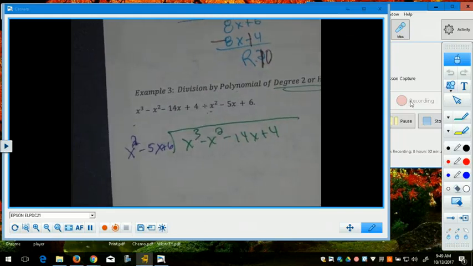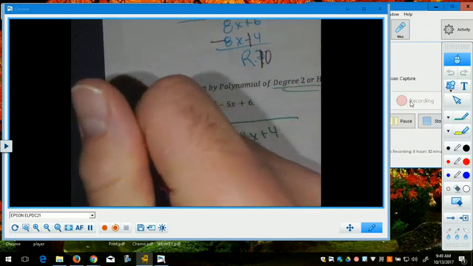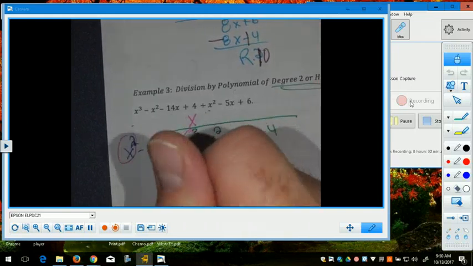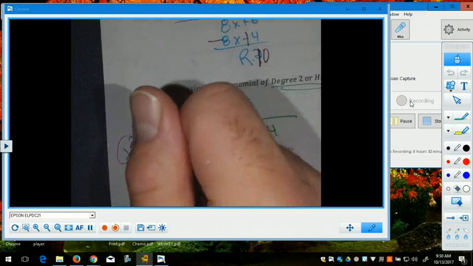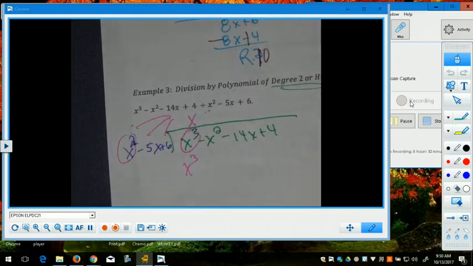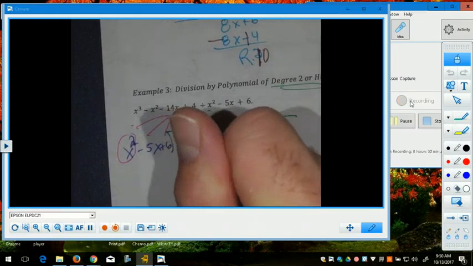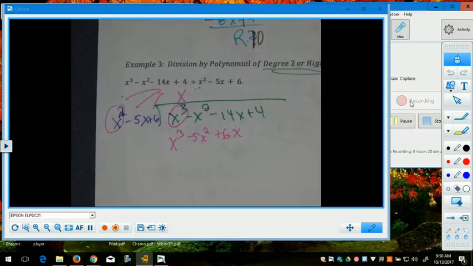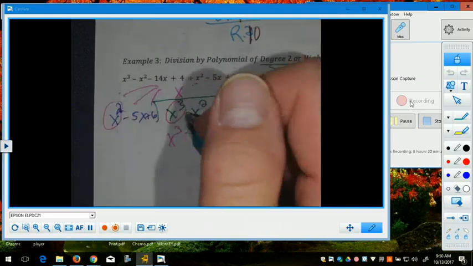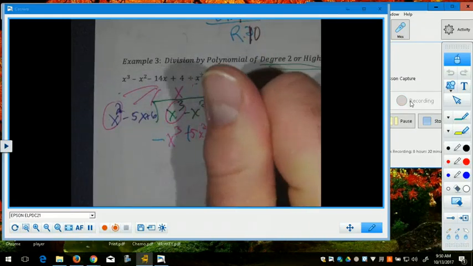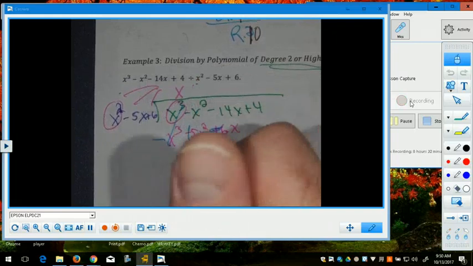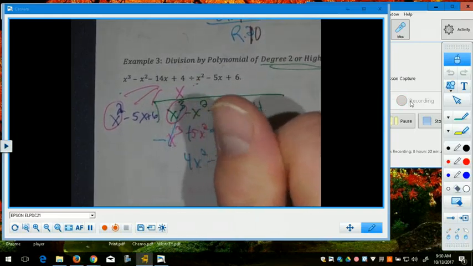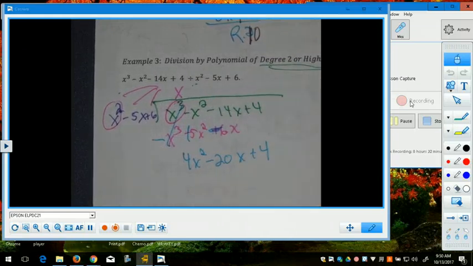And again, I'm just going to focus on the first terms. X squared times x would give us the x cubed. But I have to distribute it to all three of those in the divisor. So that's minus 5x squared and plus 6x. I'm going to go through and change the sign on all of those. That gets rid of the x cubed. I now have 4x squared minus 20x plus 4.